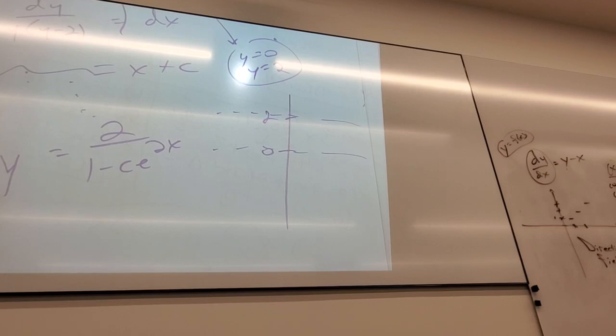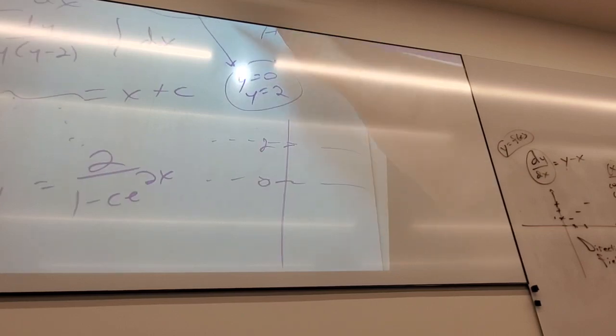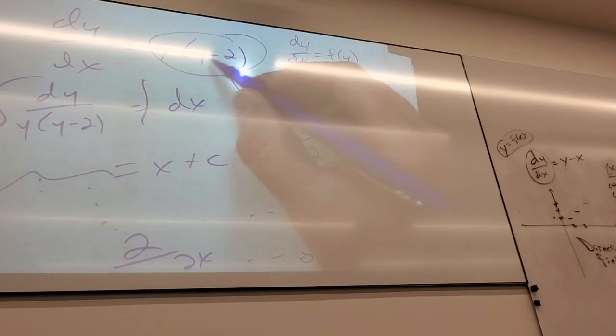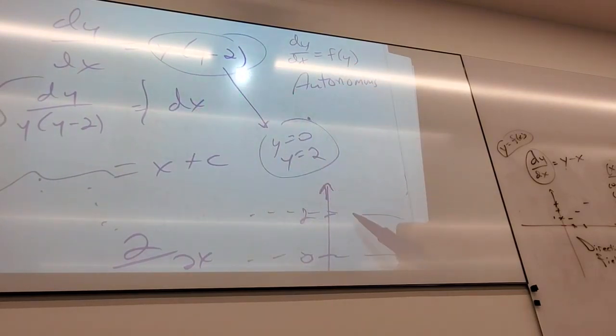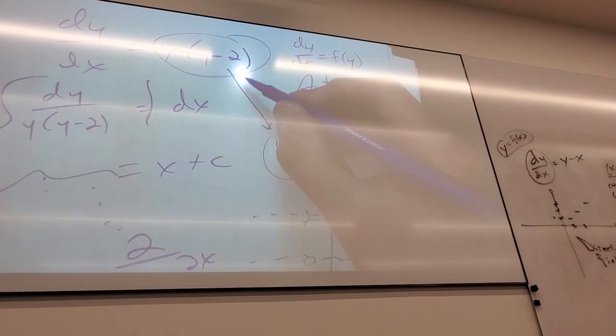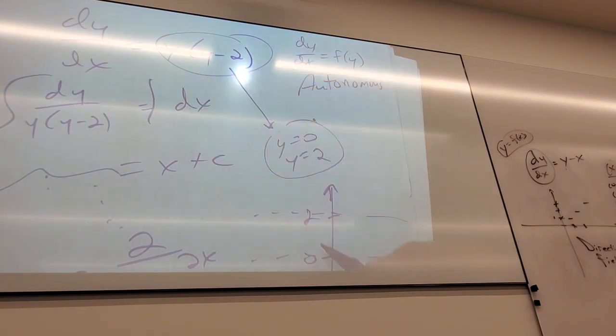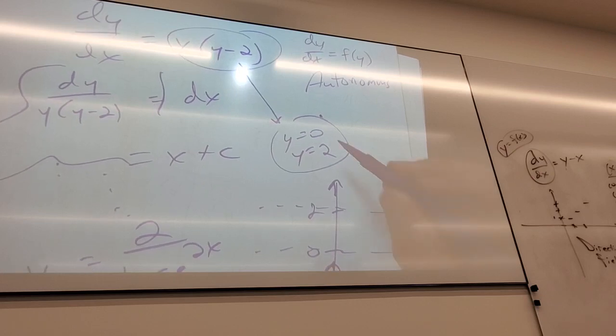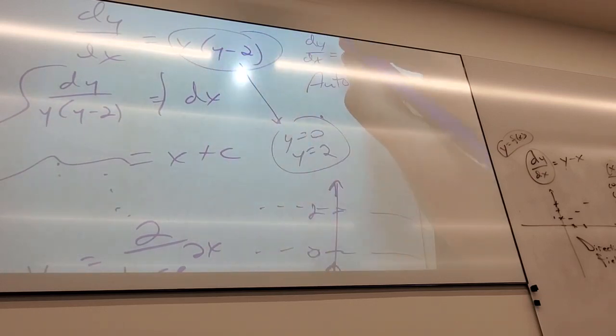All right, let me catch up to you. So, if y is bigger than 2, both of these are positive, so it's up. If y is less than 0, both of these are negative, so that's up. Is that good? And if y is between 0 and 2, this is positive, but this is negative, so that's down.